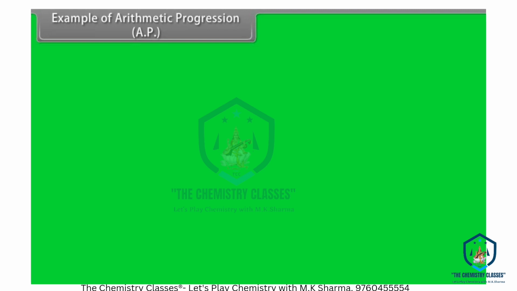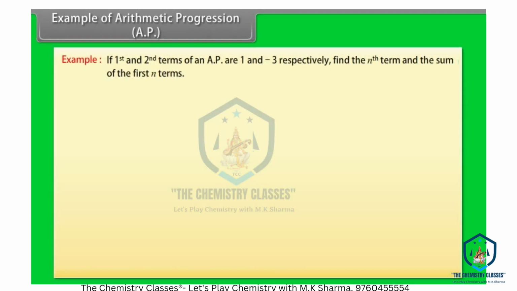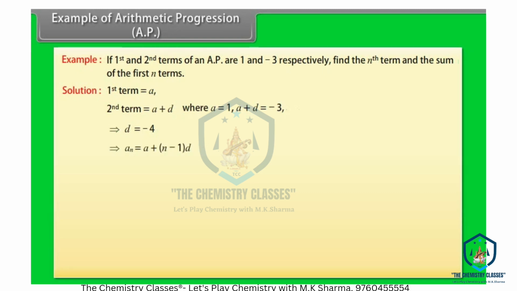Example of arithmetic progression AP. Example: if the first and second terms of an AP are 1 and minus 3 respectively, find the nth term and the sum of the first n terms. Solution: let the first term be A and the second term be A plus D, where A is equal to 1 and A plus D is equal to minus 3. It implies D is equal to minus 4. It implies An is equal to A plus n minus 1 into D, which is 1 plus n minus 1 into minus 4, which is 5 minus 4n. And Sn is equal to n by 2 into A plus An, which is n by 2 into 1 plus 5 minus 4n. It gives Sn is equal to n into 3 minus 2n.